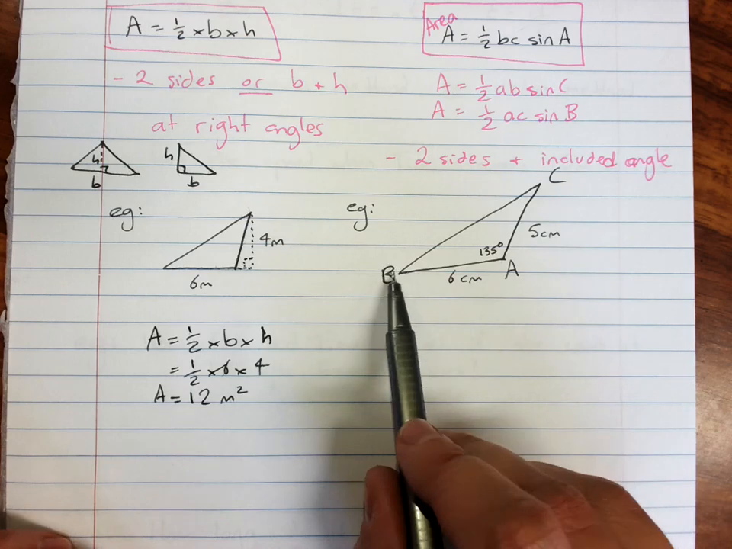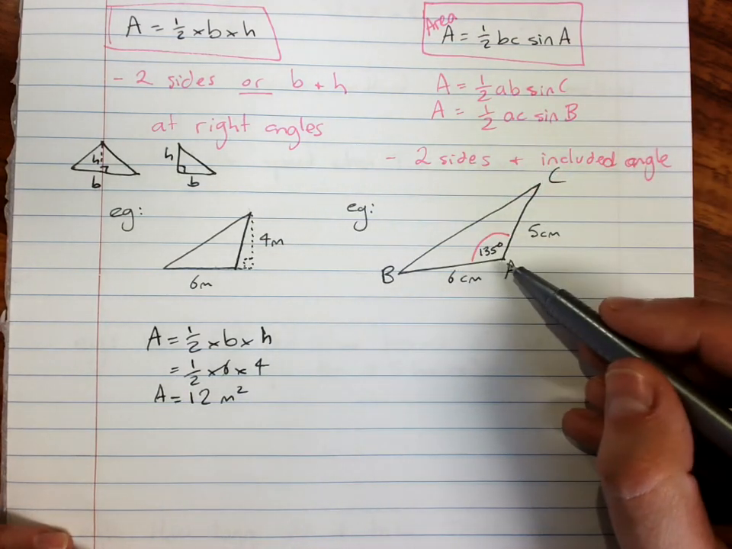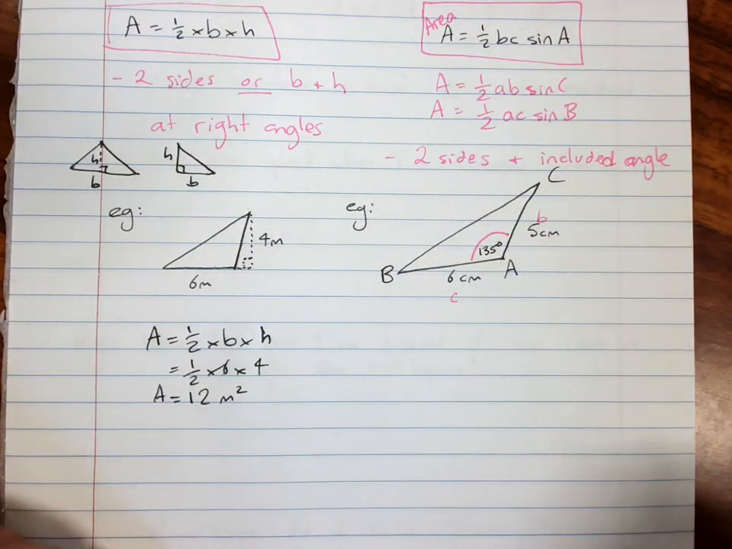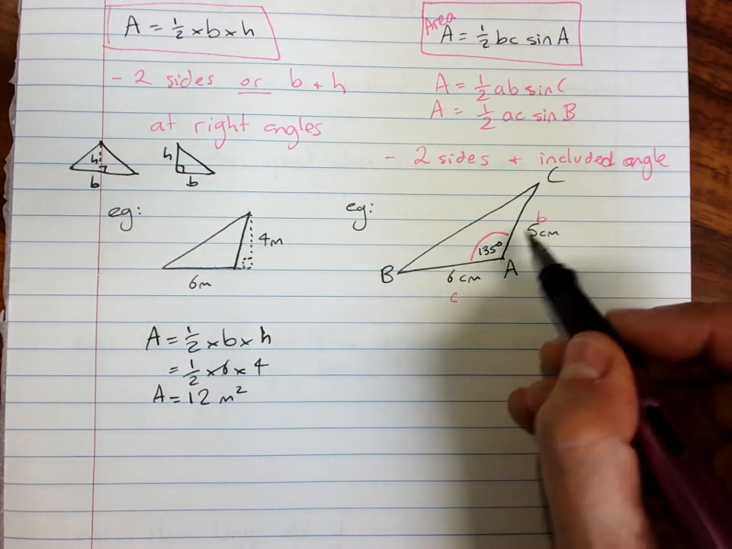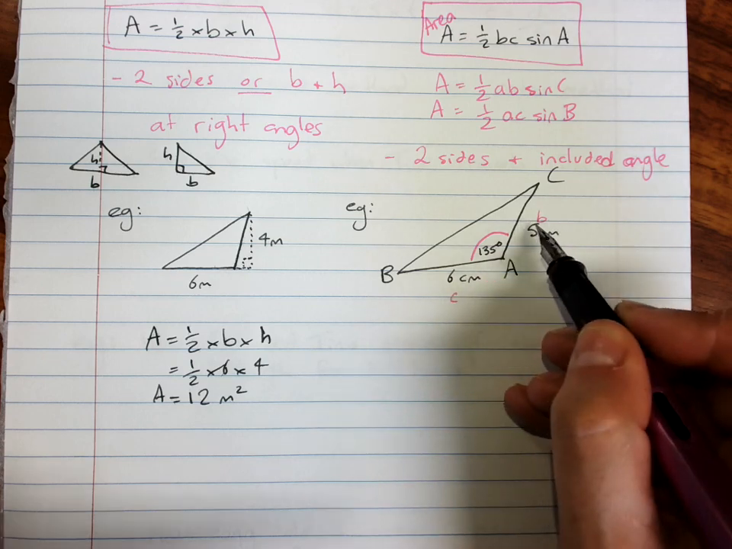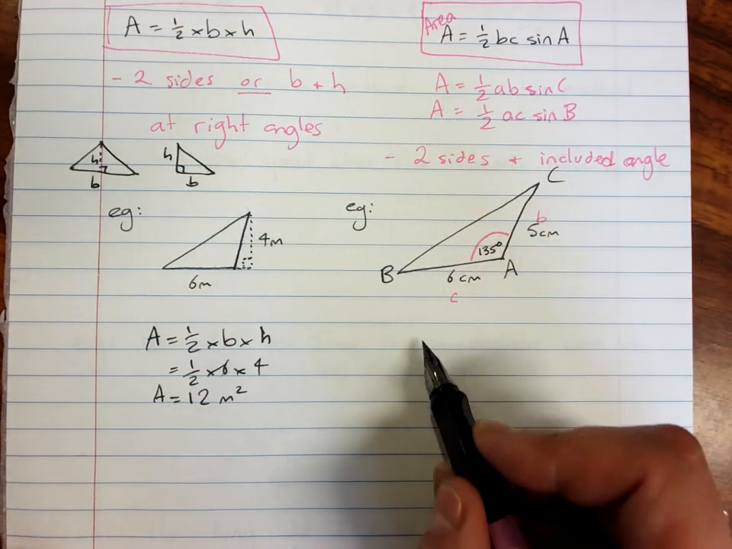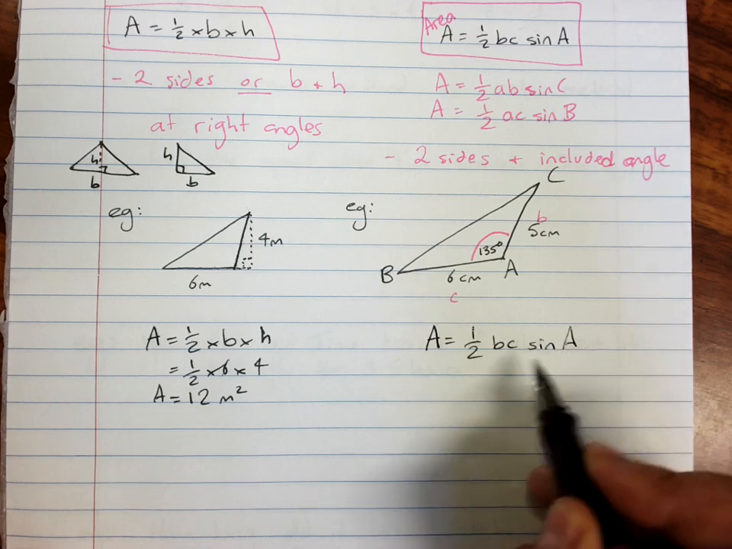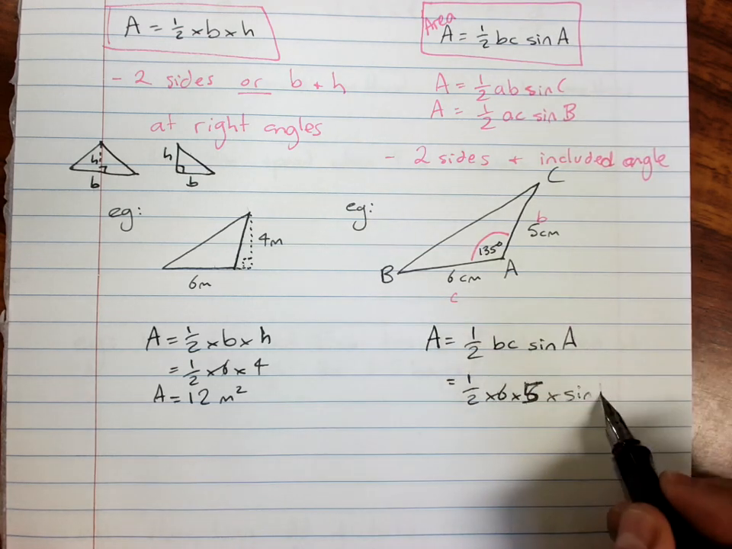have a look at what we've got. I've got two sides and the included angle. I've got angle A, side C, side B, because if you've got two sides, C and B, the included angle is going to be the letter that you don't have, A. So we're going to use this version of the formula. Write your formula, half BC sine A, that's half times 6 times 5 times sine of the angle.